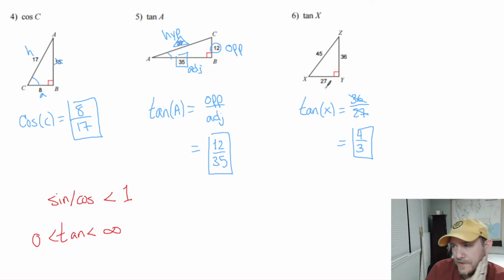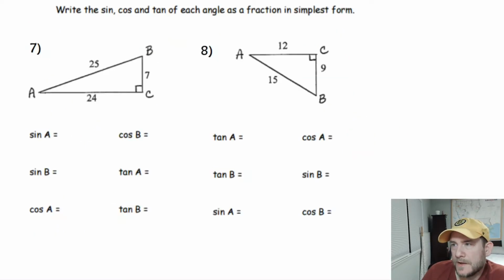I mention that because if you look here, we did get a tangent here that's greater than 1. 4 over 3 is greater than 1. Now if that was your answer for cosine or sine, you'd throw that out. You would know that that was wrong. Okay, just a little tidbit for you.